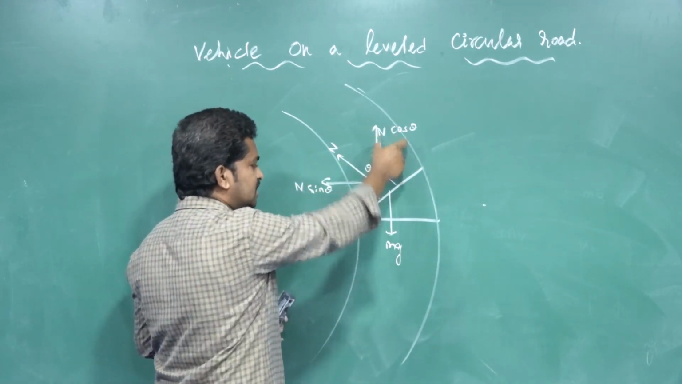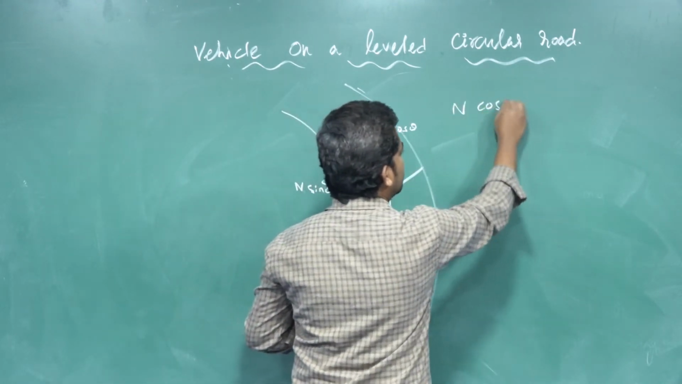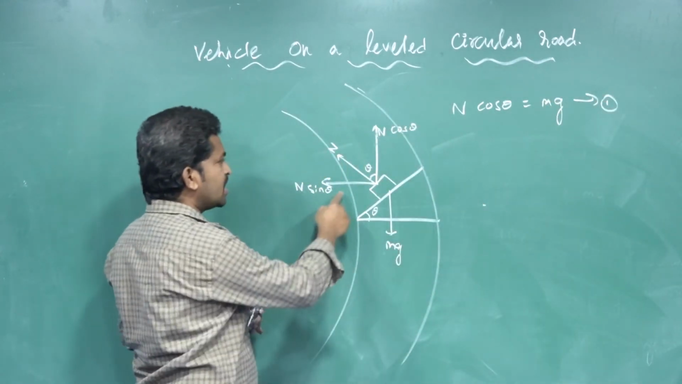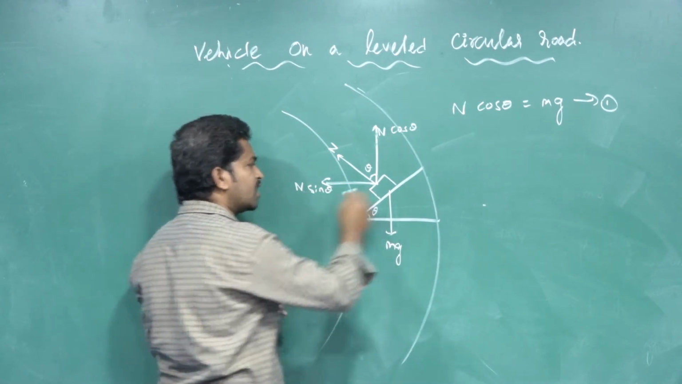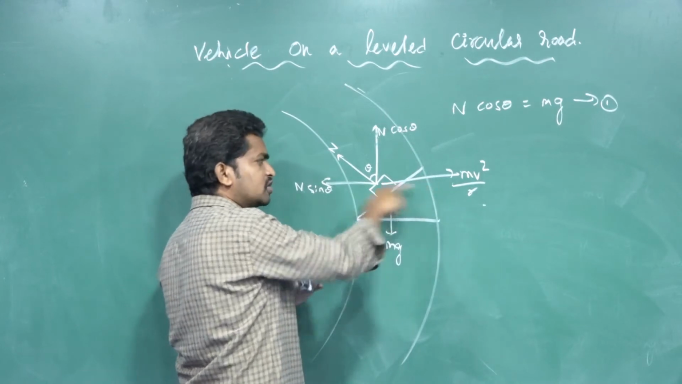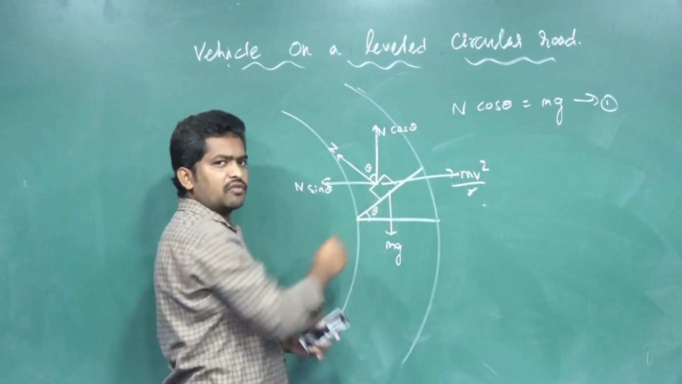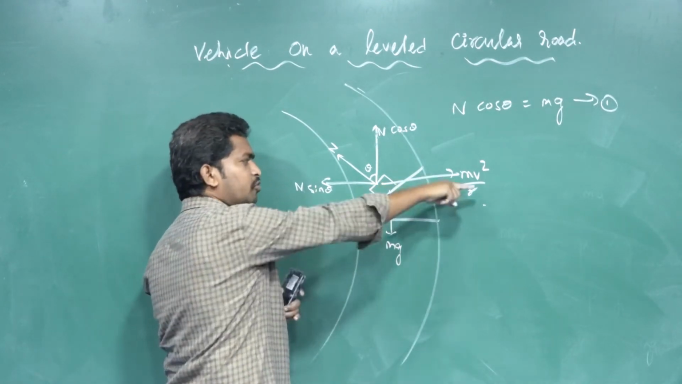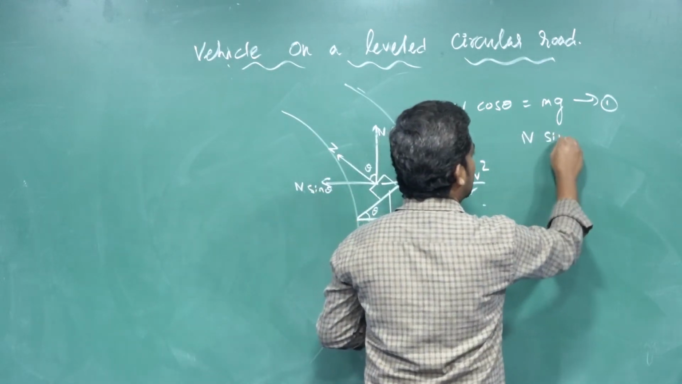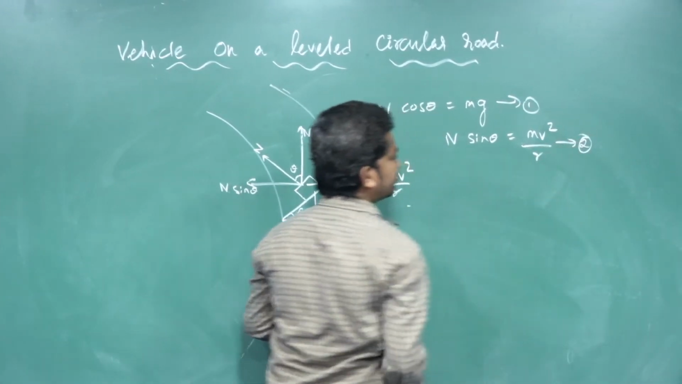So N cos theta is balanced by mg. Here N cos theta equals mg. This is equation number 1. Another one, N sin theta, is provided to mv square divided by r. It produces the centripetal force. Here the centrifugal force should act almost equal to the centripetal force. So N sin theta equals mv square divided by r. This is equation number 2.